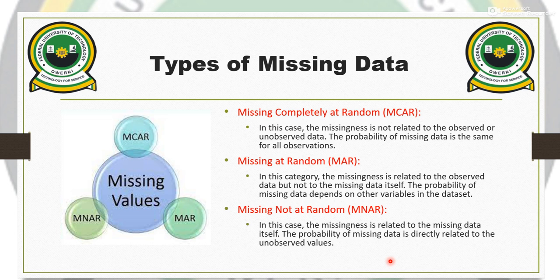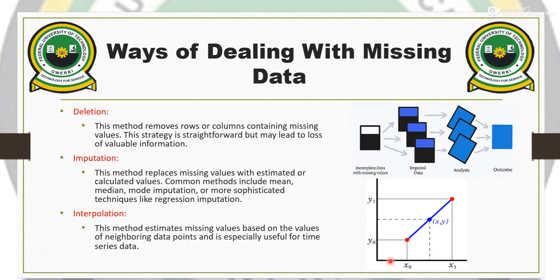It is related to that data that is missing. Okay, now the probability of this missing data in this category is directly related to the unobserved values.